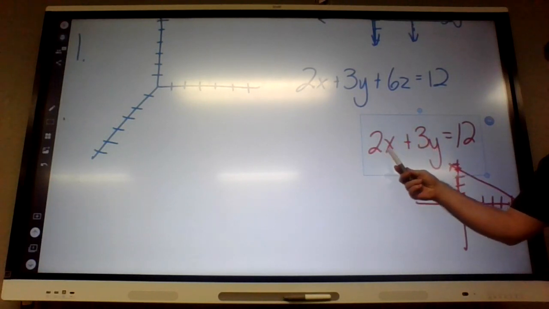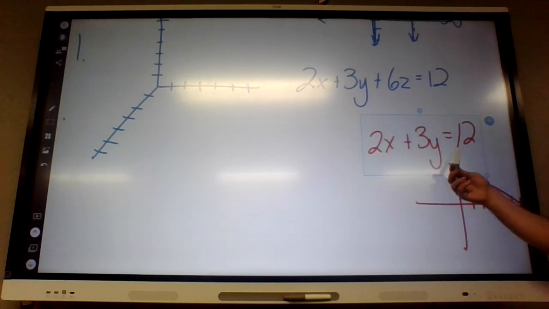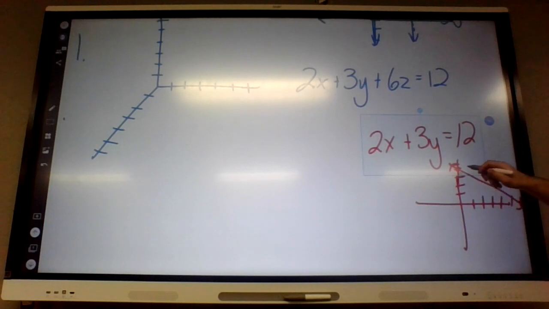So to find the x-intercept, you make the y value 0. To find the y-intercept, you make the x value 0. Because all y-intercepts, anything on this y-axis, has an x value of 0. All x-intercepts, anything on the x-axis, has a y value of 0.